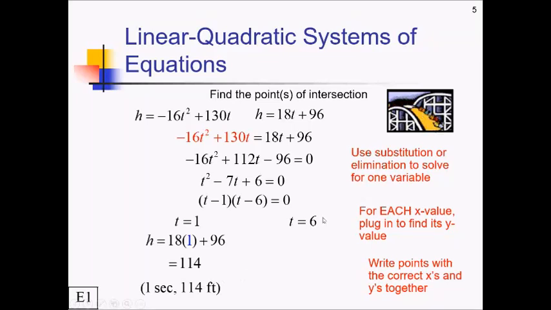And now for this other one, I'll just plug 6 into the same equation. So we have 18 times 6 plus 96. That's going to be, let's see here, 6 times 18. That's going to be, let's see, 60 plus 48, 108 plus 96. And that's going to be 204. So we can write the point 6 seconds, comma, 204 feet.